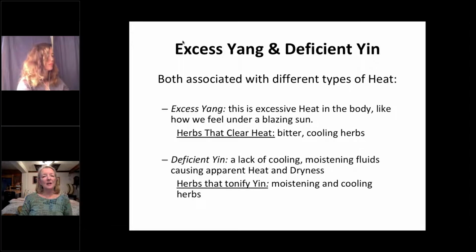Now, what about excess yang and deficient yin? They're both heat, but they're different types of heat, very different. Excess yang is excess heat in the body. We don't call a pattern excess yang. Instead, we say excess heat or heat of whatever the organ is. So it's how you feel in the summertime when it's really hot outside, like when it was 92 here the other day. You use herbs that clear heat. As I said, there are five different materia medica categories because there are different types of heat: fire, damp heat, toxins, deficient heat, and heat in the blood.